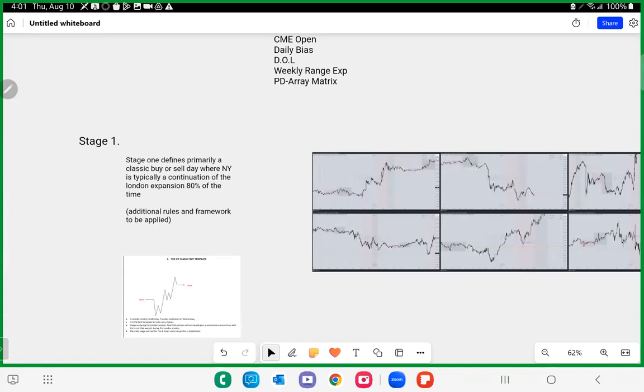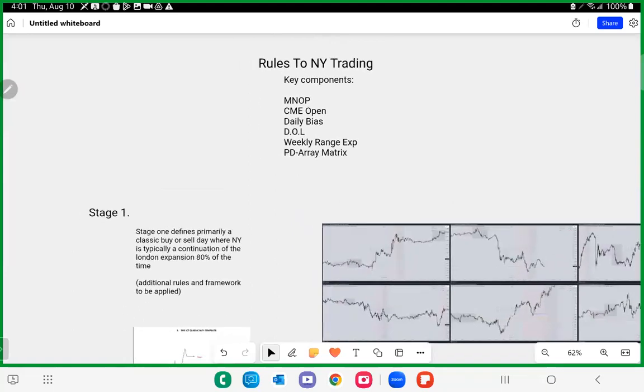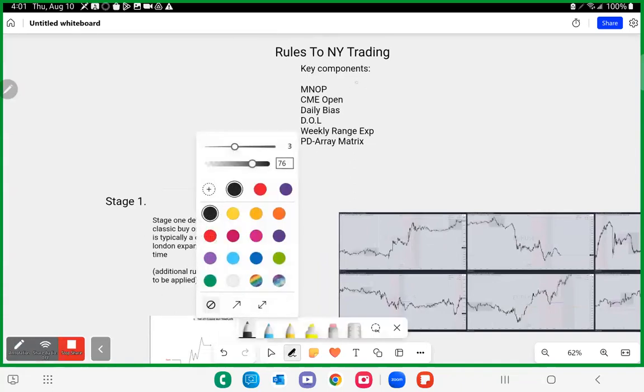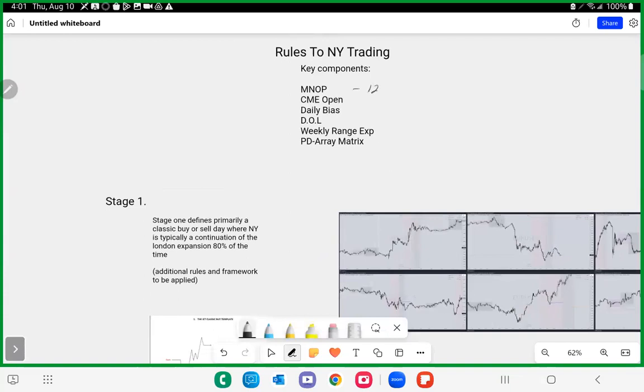All right, so a few key components in terms of rules to New York trading. It's just understanding the midnight opening price. If you're a newbie or a beginner to this stuff, the midnight opening price would be 12 a.m. midnight. CME open would be 8:20, and CME is the Chicago Mercantile Exchange. Sorry if I'm saying it wrong.